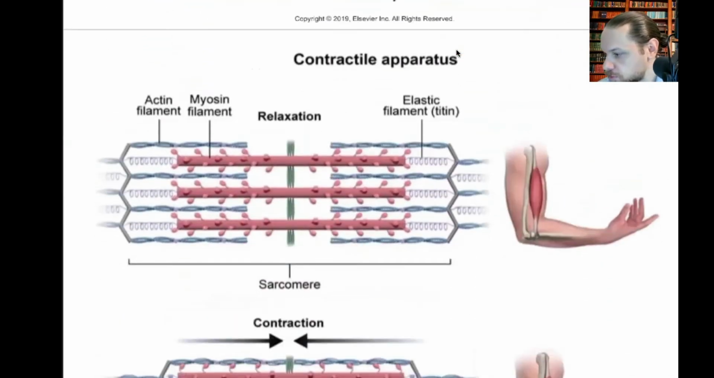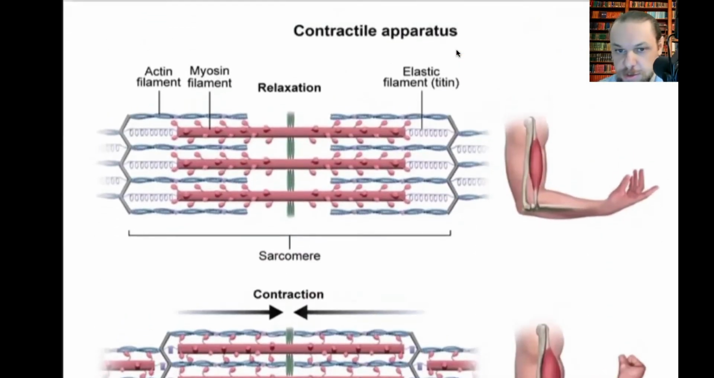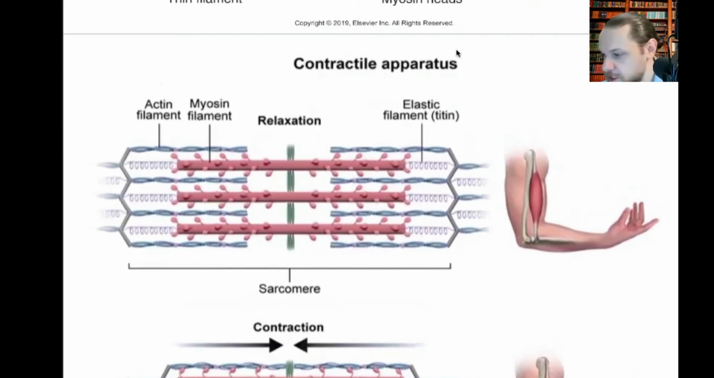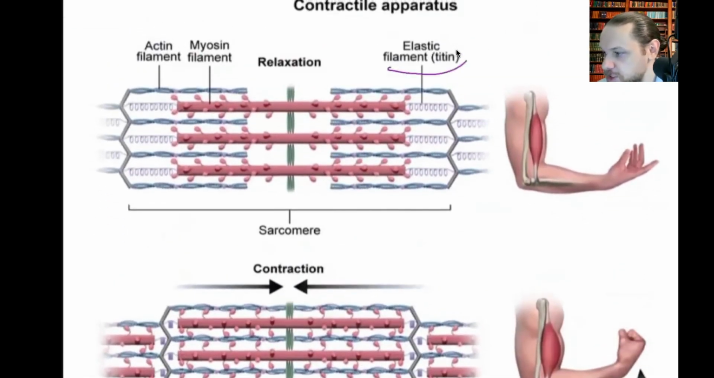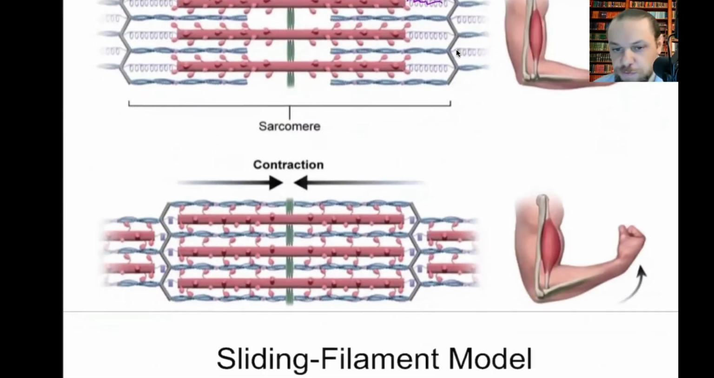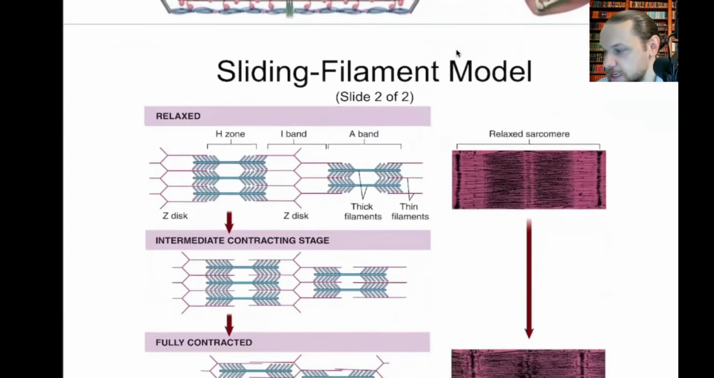Okay. So we see this combination of the relaxed state and then the contraction state. What the titin here does is, these filaments allow it, when it relaxes, to go back into position, like it stretches it back for it to repeat. And this is essentially the sliding filament theory.